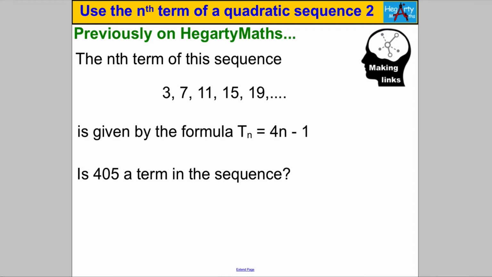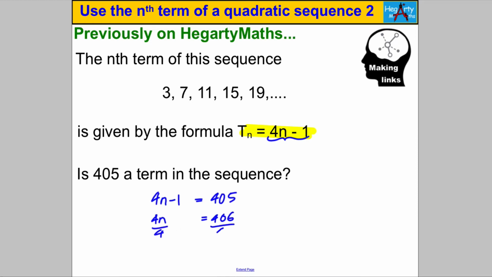Well, we are given the nth term, a formula for the nth term. So if 405 was a term in the sequence, the expression for the nth term, 4n subtract 1, must equal 405 for some whole number n. Remember, n stood for the position of a term. So if we can find a whole number n that solves this equation, then 405 is in the sequence. If we get n being a decimal or a fraction, not a whole number, then 405 is not in the sequence. So we'd add 1 to both sides and get that 4n is therefore 406, and we divide both sides by 4.